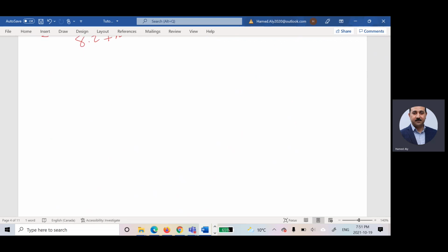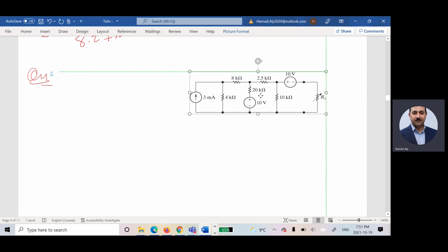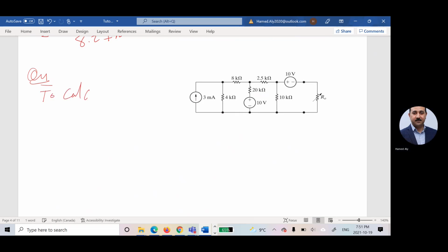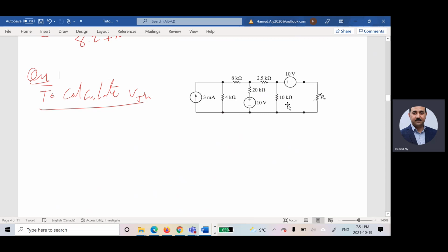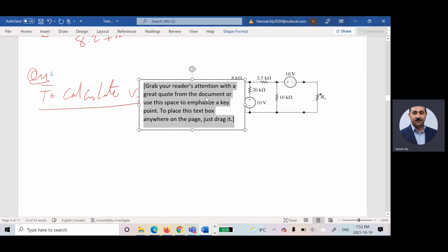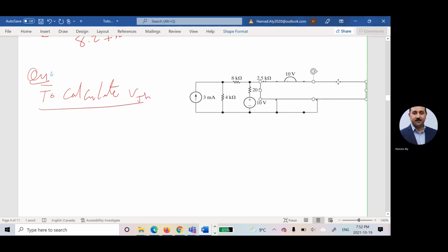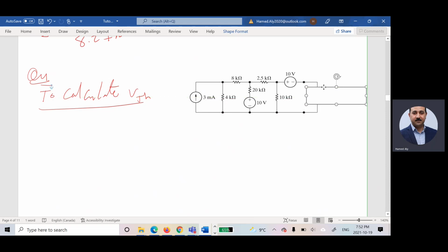So, question number 4. This is the circuit that I have. What do you want to find? I would like to find V Thevenin. So what should I do for finding V Thevenin? I will open this circuit, so I will not redraw this circuit. I will insert this here. I'm showing you some technical parts to use. So I will open this circuit.